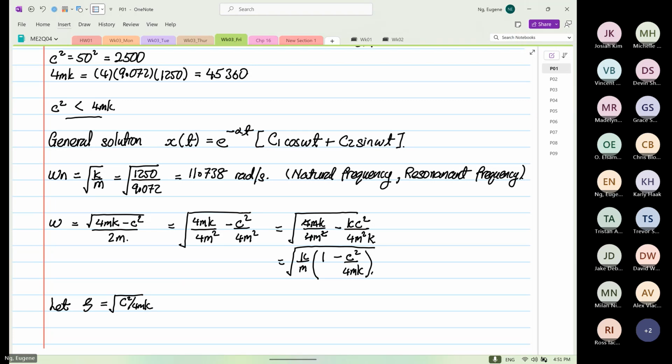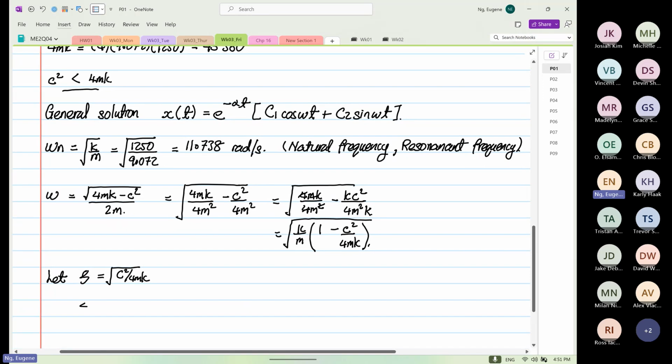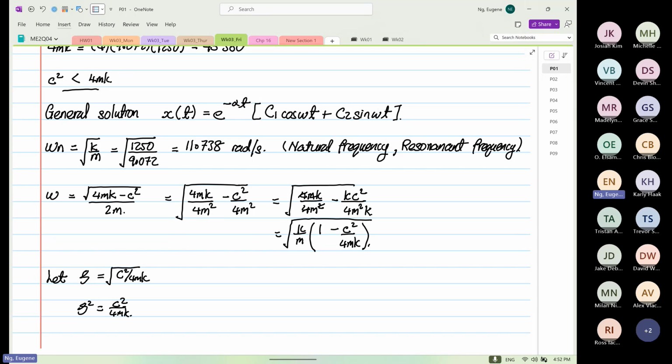Okay. We are going to let zeta be the square root of c squared over 4mk. So this can also be written as zeta squared equal to c squared over 4mk. With this, we know this can be written as the square root of k over m, then the square root of 1 minus zeta squared. So this will be equal to omega n times the square root of 1 minus zeta squared.